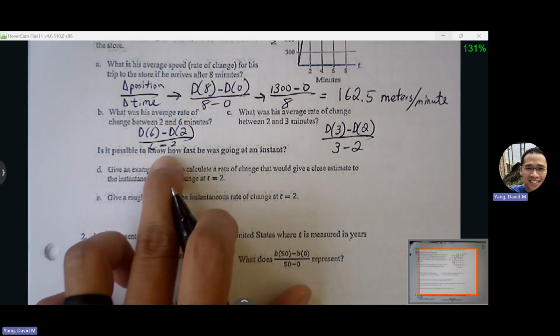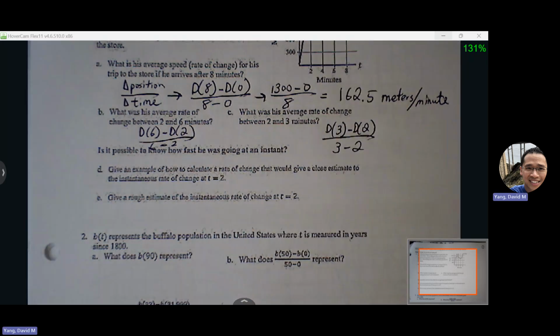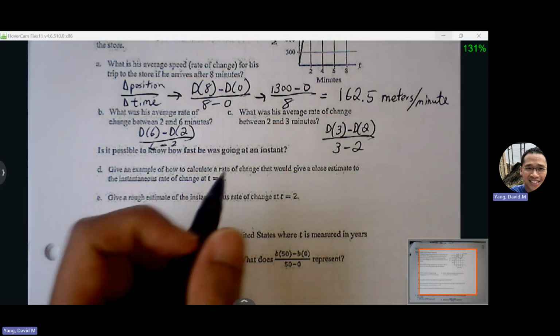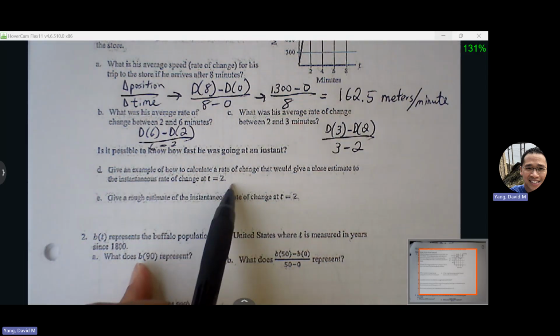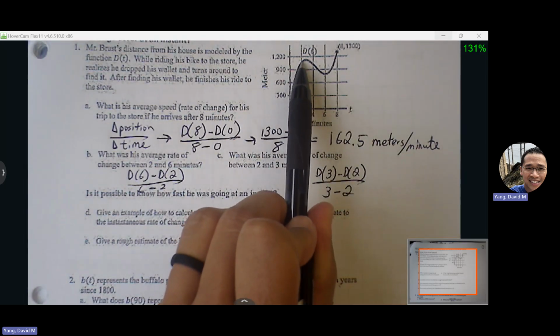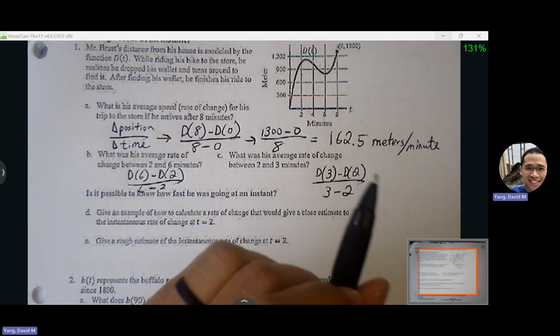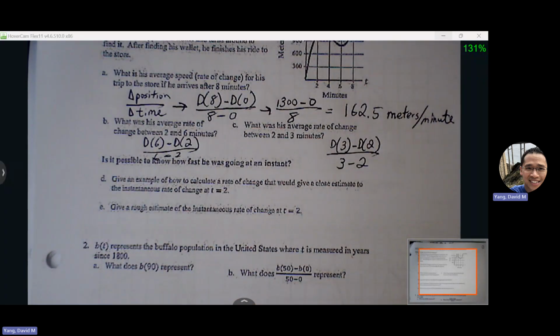Is it possible to find how fast he was going at an instant? Yes, it's possible, but with what we have, we can probably just do an estimate. The way we can do an estimate is we're going to find 2 points that are really, really close to each other. So for instance, if I want to find out exactly how fast he's going at 2 seconds, we can just find another point that is really close to 2. There are multiple ways to do this, but we're just going to be involving decimals.